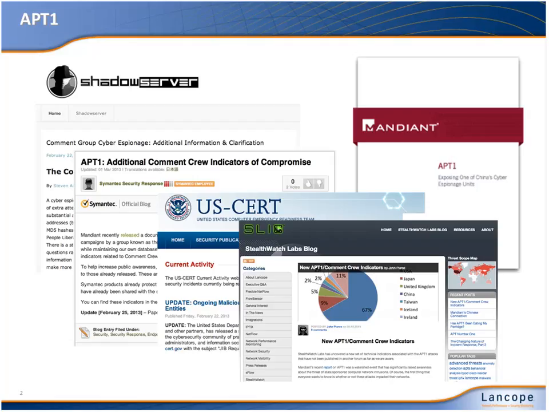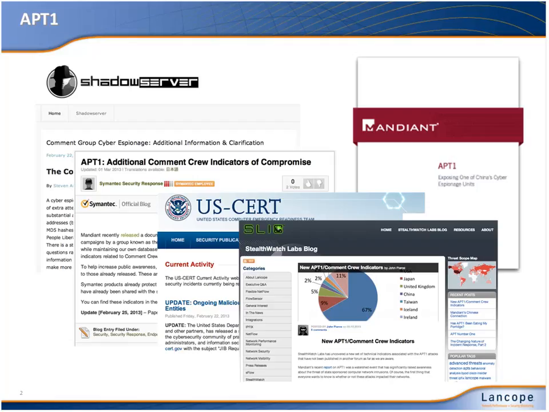We've seen a lot of information disclosed publicly about this threat actor in the past month. Mandiant issued a report about APT1, and they provided a lot of detail about this group and attributed the group to a particular unit of the Chinese military.